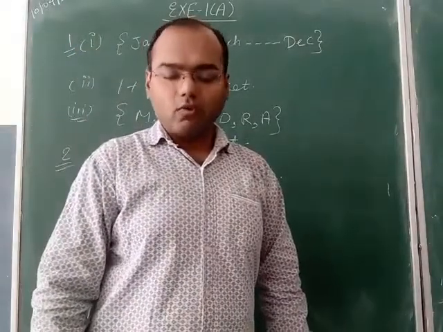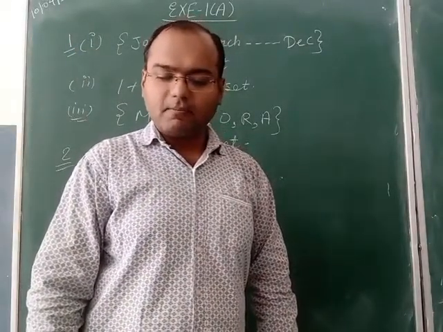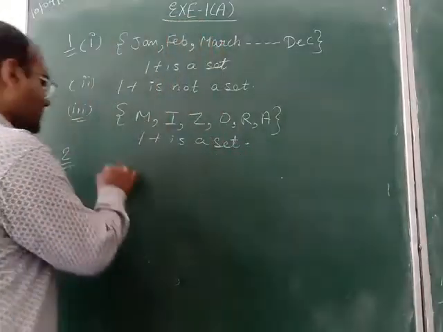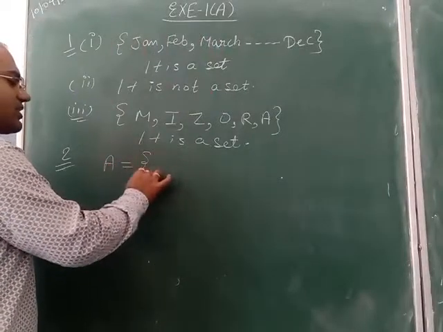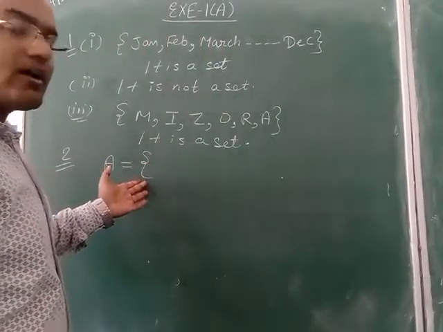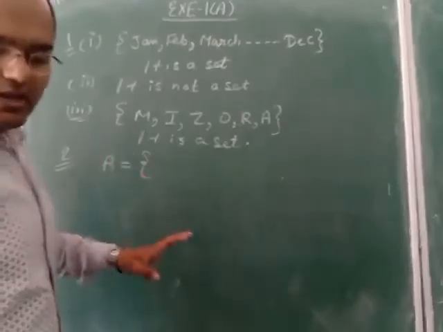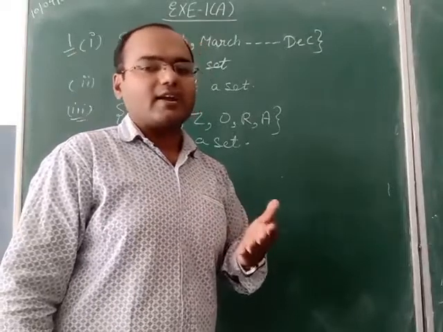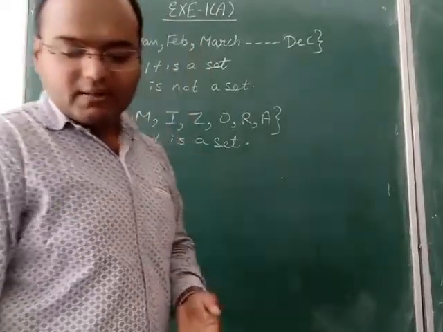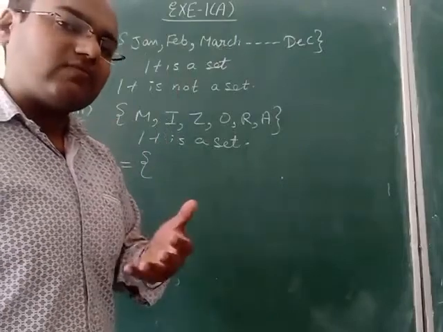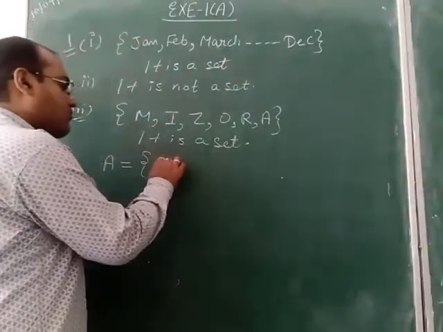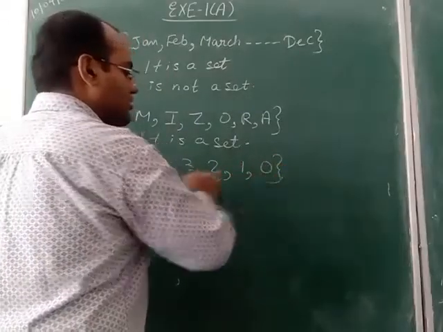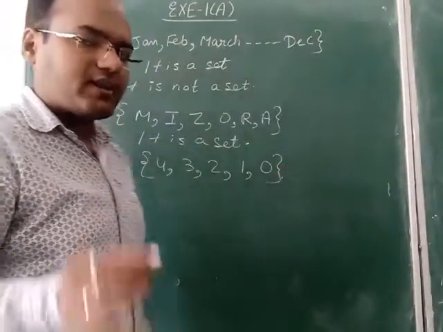Second question: A is the set of whole numbers greater than -3 but less than 5. So first of all we will write the set A. All sets we have to write in curly braces. You know very well what whole numbers are. Whole numbers start from 0, greater than -3 but less than 5. Less than 5: 4, 3, 2, 1, 0. We will not take negative numbers because we have to write whole numbers.